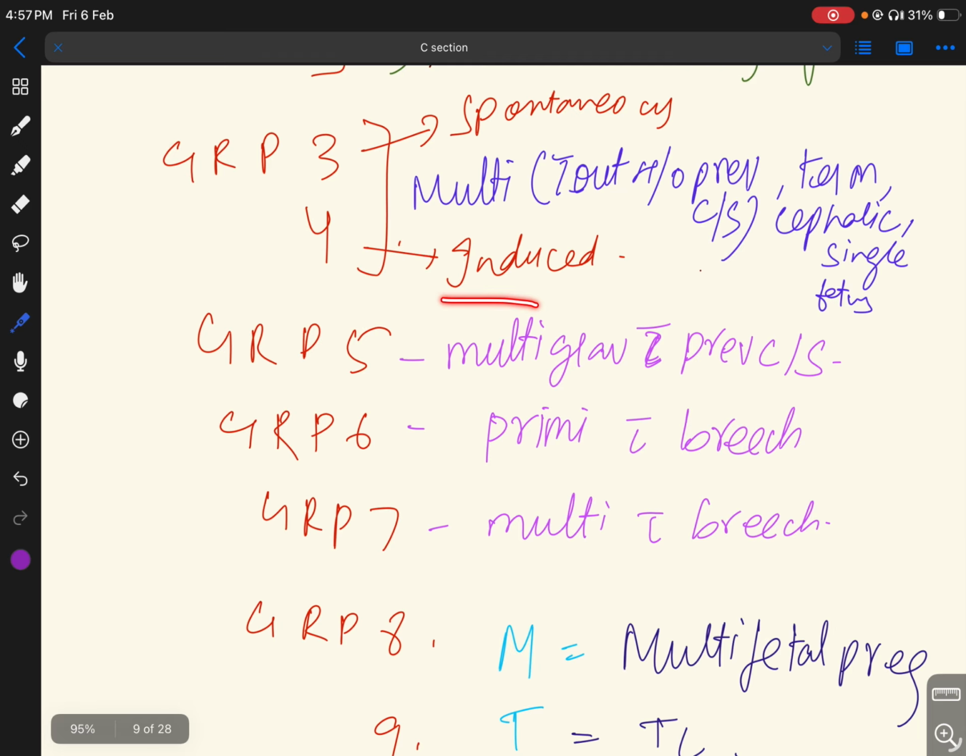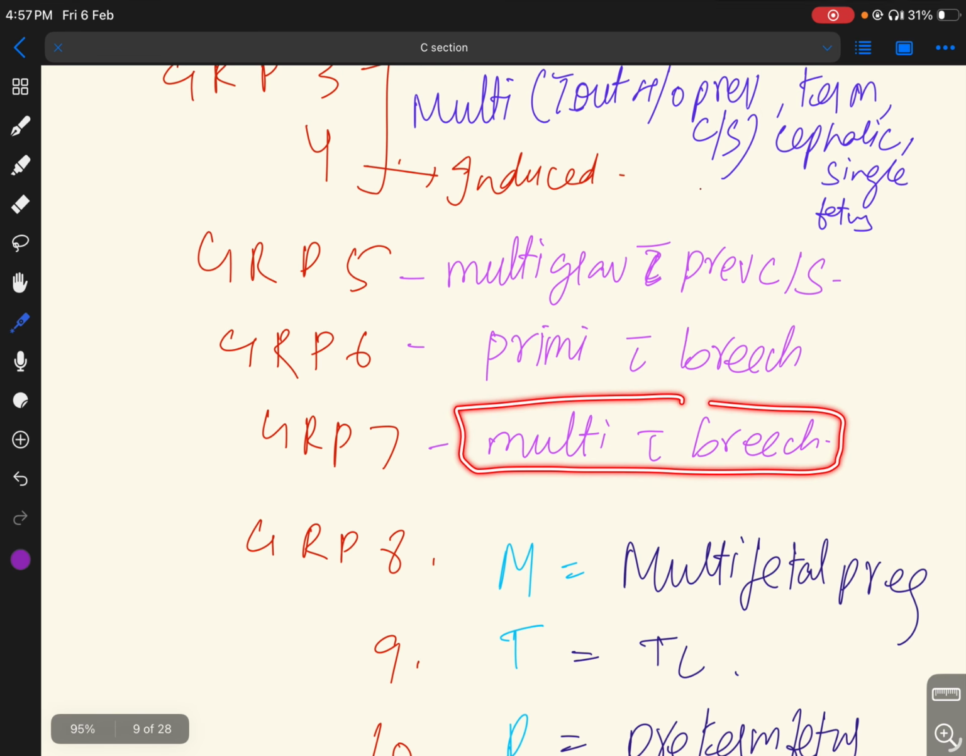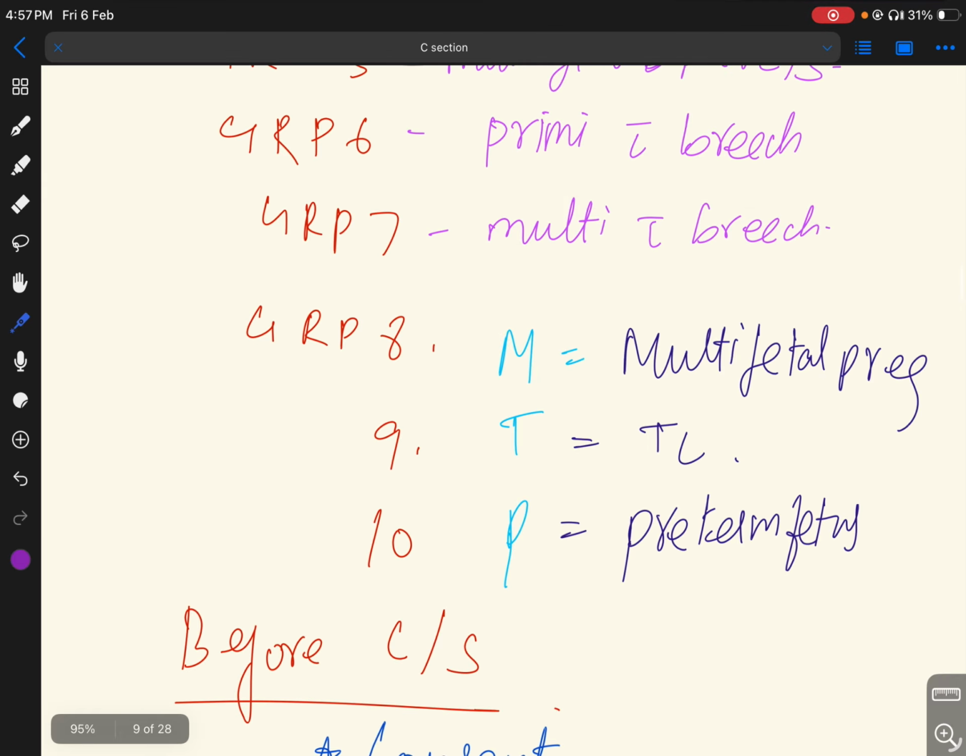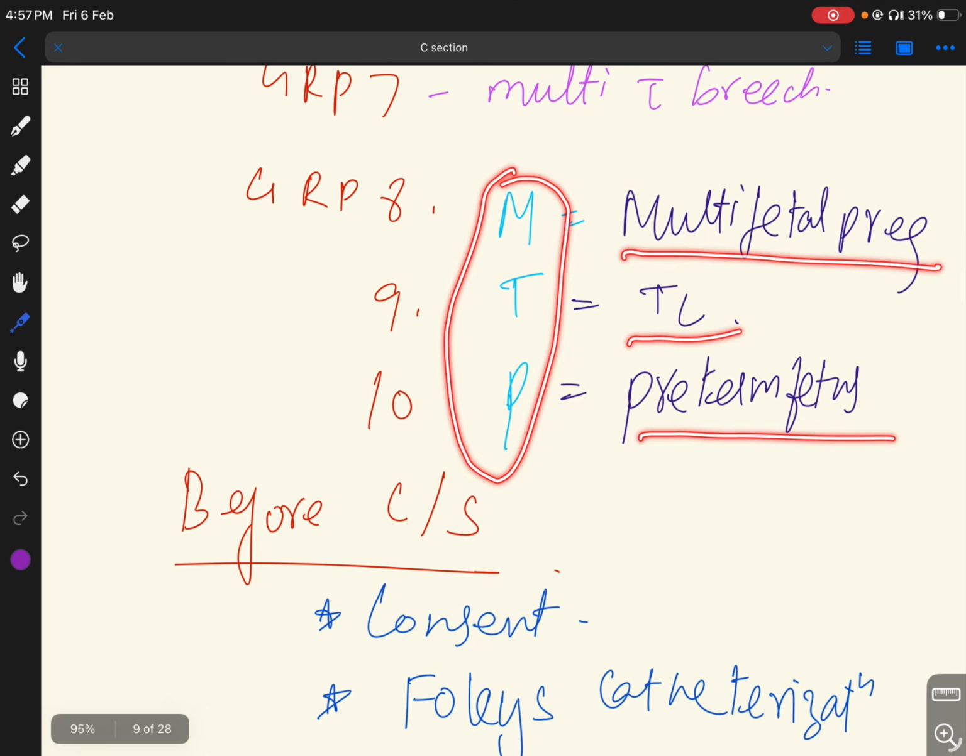In group 5, we include multiparous women with previous history of C-section. In group 6, we include primary with breech. In group 7, we include multiparity with breech. In case of group 8 and 9, you can remember the mnemonic MTP: multifetal pregnancy, transverse lie and preterm fetus.